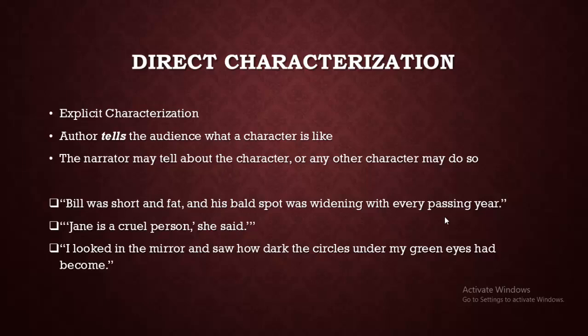Then we have the second example where she said, "Jane is a cruel person." So she is maybe one character in that story, and this character is telling us about another character whose name is Jane. You can see that one character is describing another character directly, and she is describing the personality of this character. In the first example, we had the appearance or physical qualities of the character. Here in the second example, we have the mental qualities or spiritual qualities, or the personality of a character.